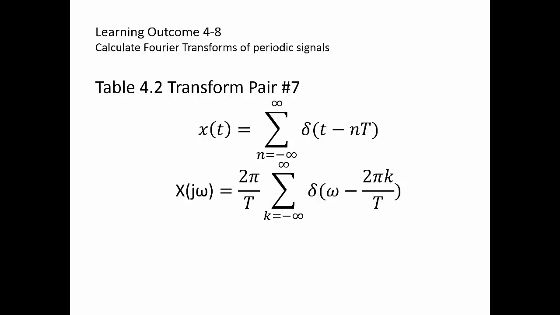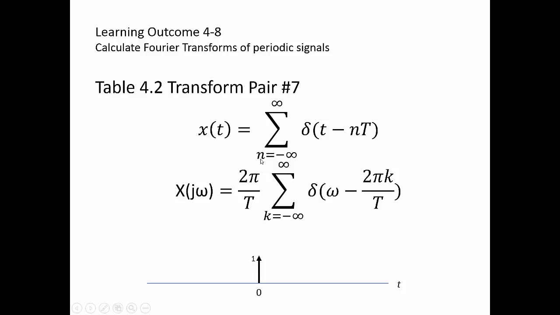Okay, transform pair number 7, x of t is the sum for n equals negative infinity to infinity, delta of t minus n capital T. So you need to know what that's going to look like, so let's draw a picture of it. Set your n value to 0. Delta of t minus 0, or just delta of t, that's going to be an impulse with an area of 1 at time 0.